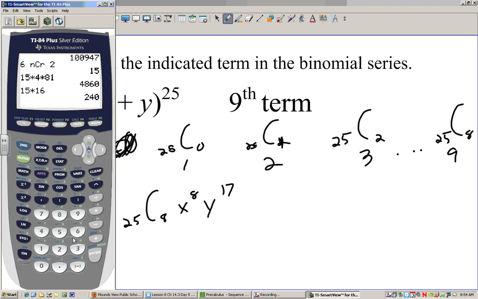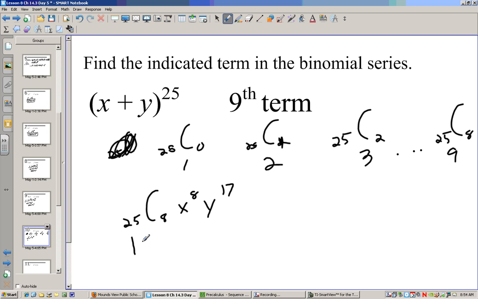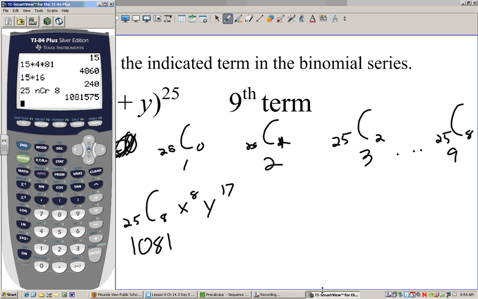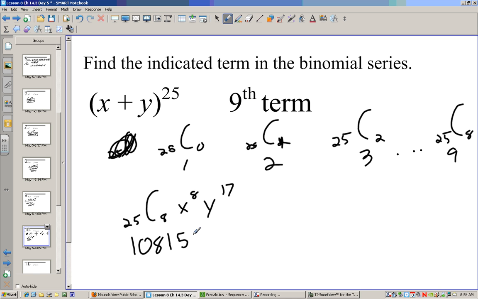So now I just have to do 25 choose 8, 1,081,575 x to the 8th, y to the 17th. There we go.